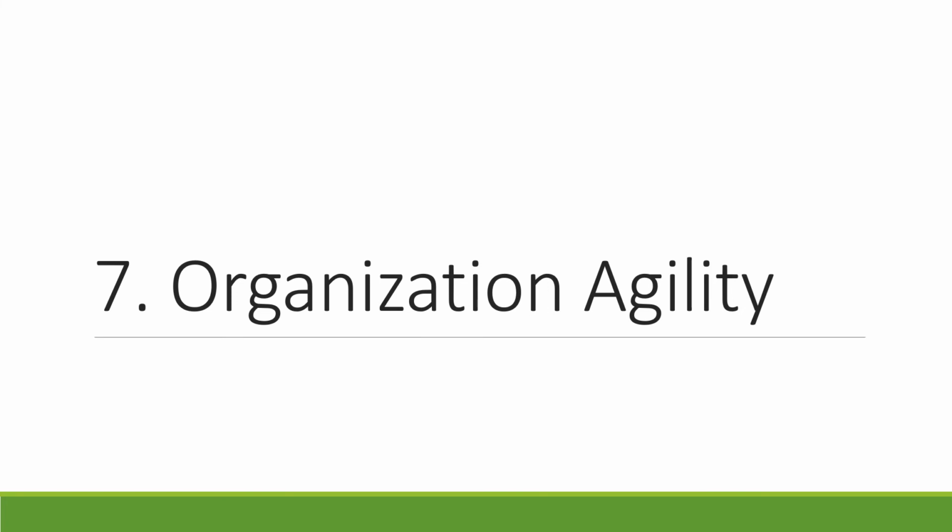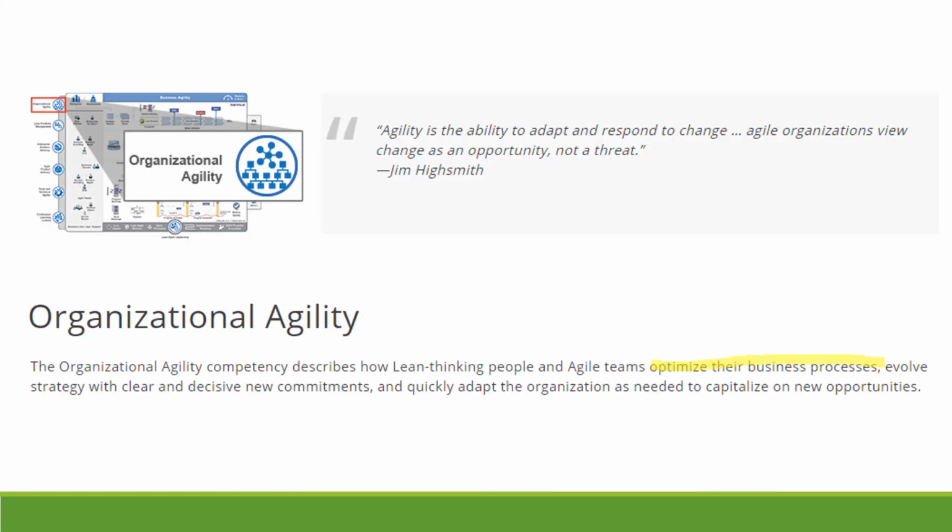The seventh competency is organizational agility, right? The organizational agility competency describes how lean thinking people and agile teams optimize their business processes and quickly adapt the organization as needed to capitalize on new opportunities. Agility is the ability to adapt and respond to changes. Agile organizations view change as an opportunity, not a threat. So it's very important. Agile organizations view change as an opportunity, right?